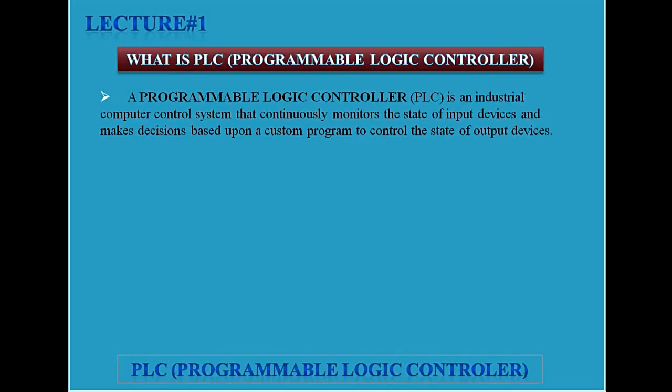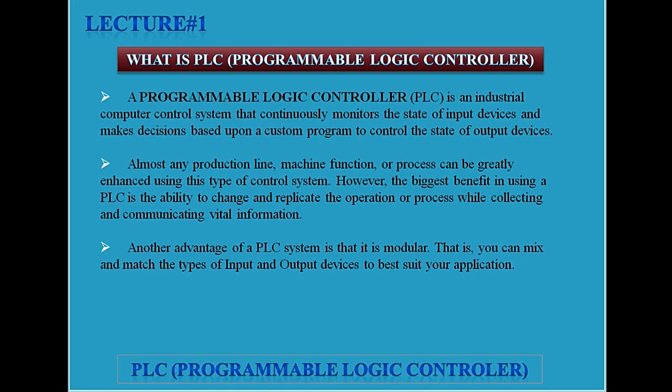What is PLC? PLC is an industrial computer control system that continuously monitors the state of input devices and makes decisions based on a custom program to control the state of output devices. The PLC has the ability to change and replicate the operation or process while collecting and communicating vital information.